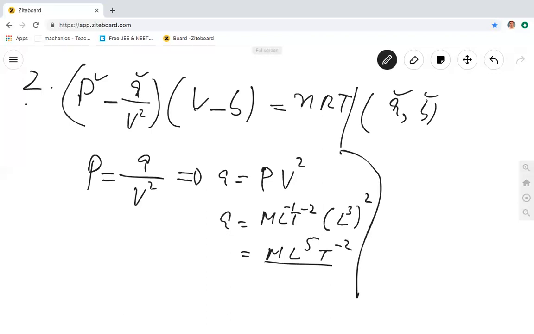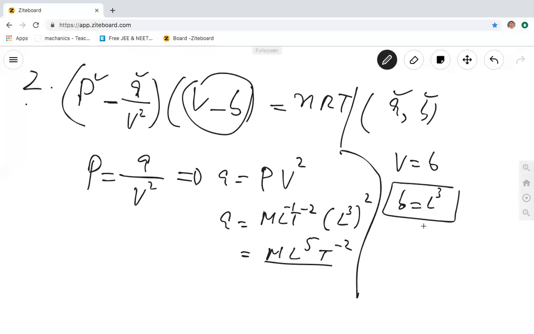Now, what about B? V is the same as B because they are subtracted. So B is equal to L cube. L cube. That's the dimension formula for B. Isn't this very easy?